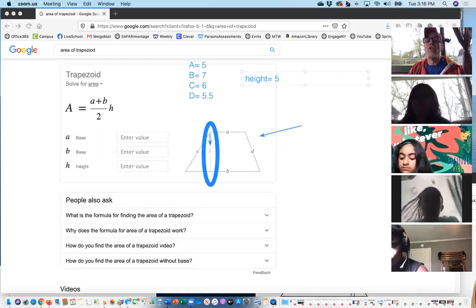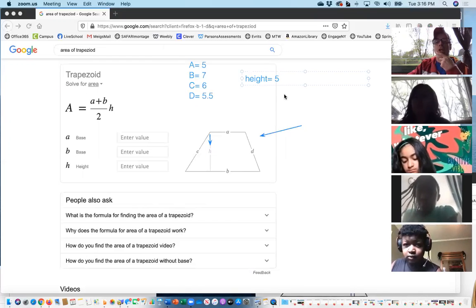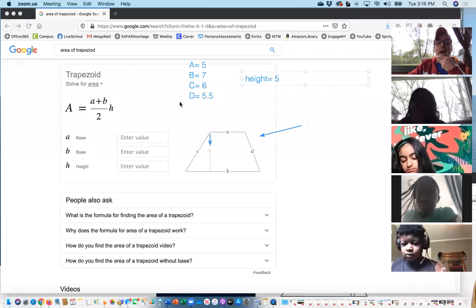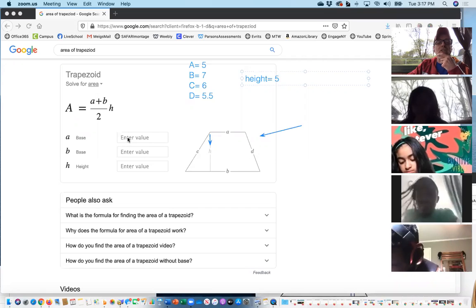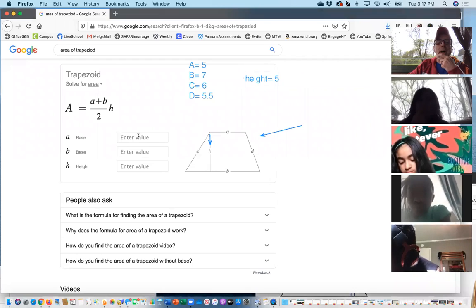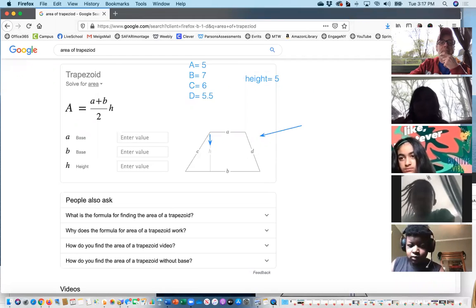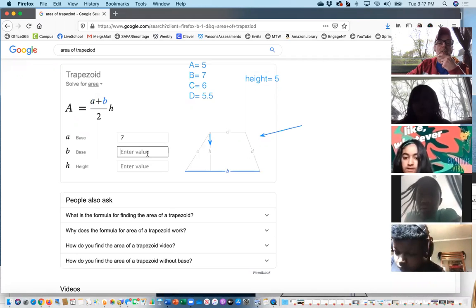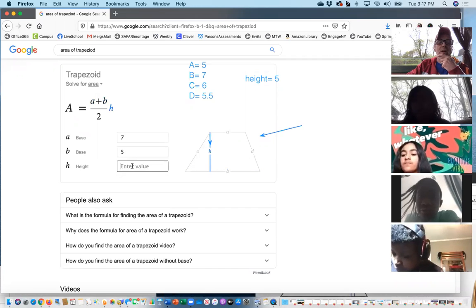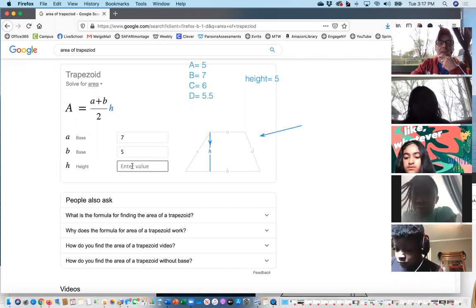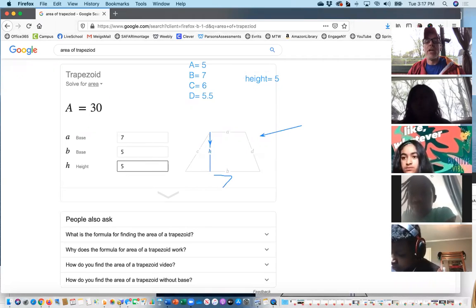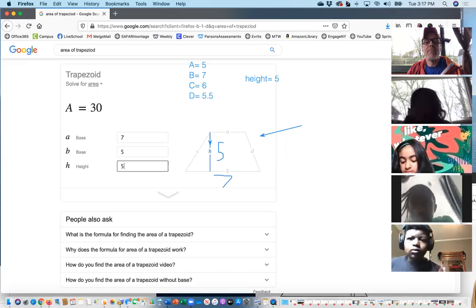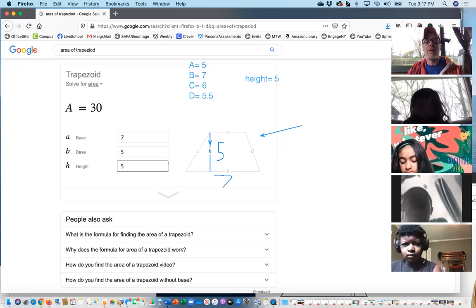Okay. So will you now watch what I'm gonna do over here? This is actually online. So what's the base? What's my base? 7. Okay, 7 and 5. What's my other base? 5. What's my height? 5. The area is 30, right? Y'all see it calculated for me?